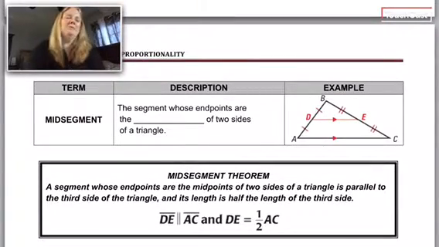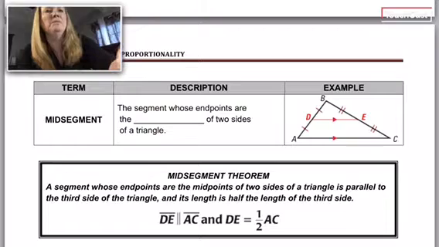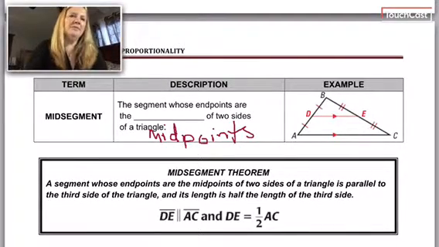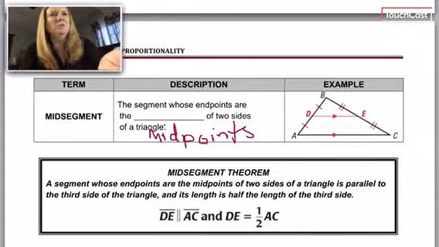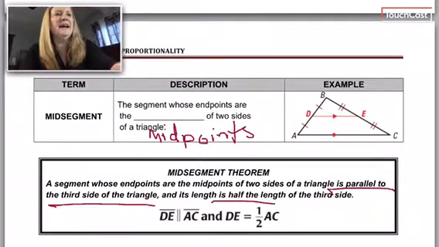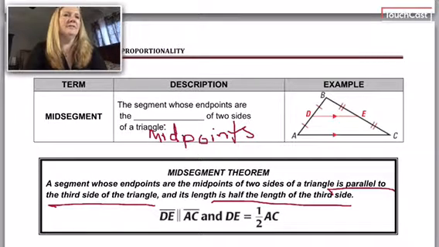Okay, mid-segment. We've talked about mid-segments before, so this is just a review. A segment whose endpoints are the midpoints of two sides of a triangle. So midpoints go there. So the mid-segment theorem tells us a segment whose endpoints are the midpoints of two sides of a triangle is parallel to the third side of the triangle, and the length is half that of the third side.